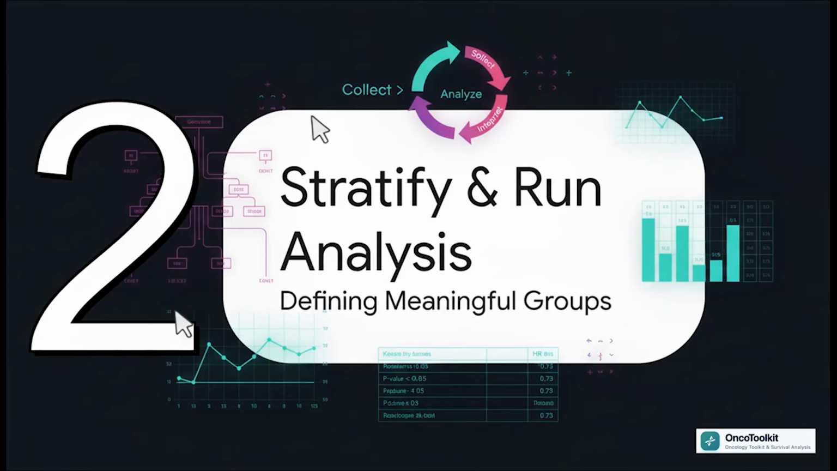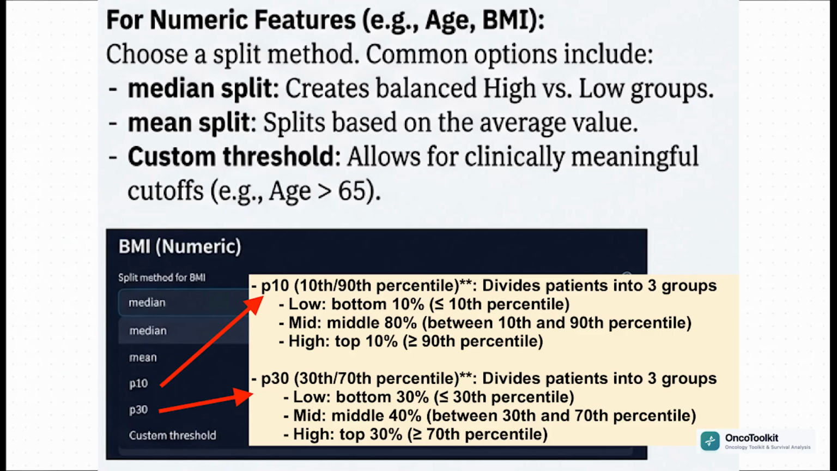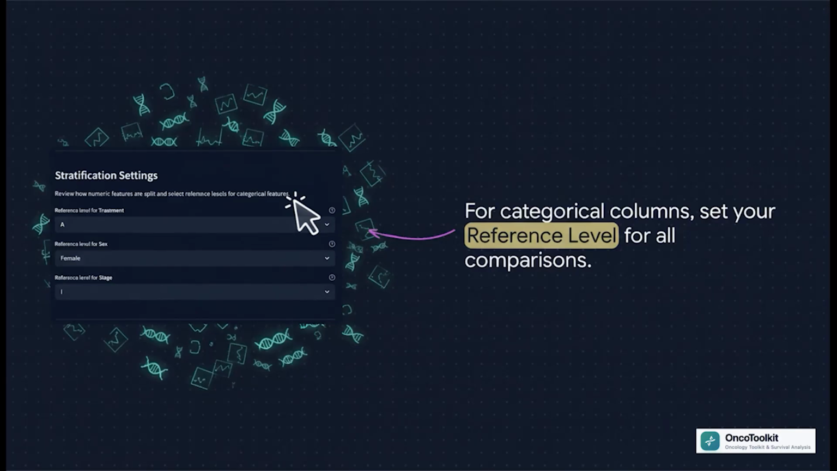With the configuration all set, we're ready to stratify the data and actually run the analysis. So in step 4, you'll choose how to split up your numeric data. We usually recommend the median split because it does a great job of creating nicely balanced groups for your comparison. Next up, for your categorical columns, you need to set a reference level. So for instance, if you set the treatment reference to A, it means all the results will show the effect of B versus A. Makes sense, right?